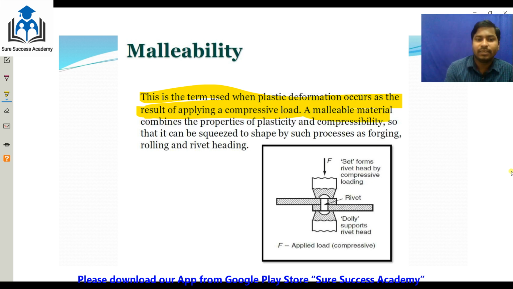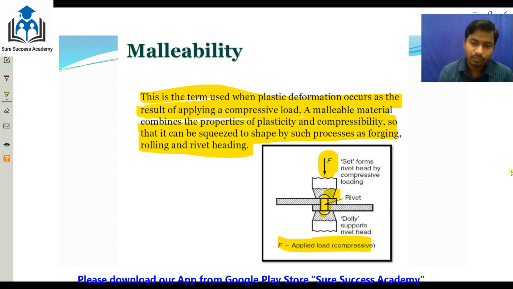Malleable materials combine the properties of plasticity and compressibility, so that they can be squeezed to shape in the processes of forging, rolling, and riveting heads. In forging, you heat the material to some temperature and then apply hammering, and it becomes thin sheets. Also in rivet joints, you are making the rivet head, and the malleability property is used. See, these two plates are there, you put the rivet and apply compressive loads, then it forms the head.